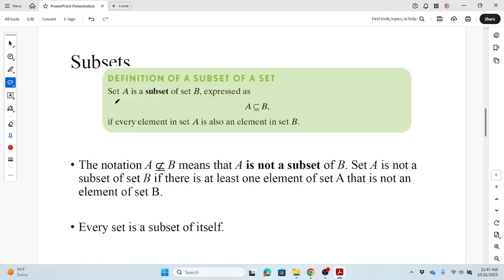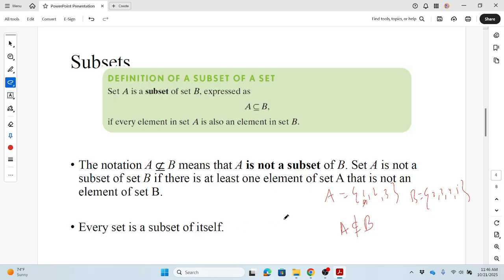So what is a subset? Set A is a subset of set B, expressed this way, if every element in set A is also an element in set B. That is the definition. And set A is not a subset of B if one or more elements of A are not part of B. For example, let's say A is 1, 2, 3 and B is 2, 3, 4, 5. Then because 1 is not inside B, A is not a subset of B.